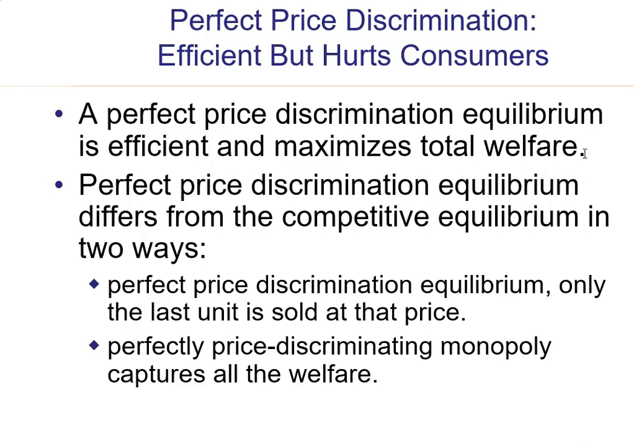Perfect price discrimination equilibrium will differ from the competitive equilibrium in two key ways. First, in the perfect price discrimination equilibrium, the only unit sold at that lowest price is the last unit. Whereas if you have a competitive equilibrium, everybody pays the same price, and that price is equal to marginal cost. That's not the case here. It's only the case for that very last unit sold. So the perfectly price discriminating monopoly is going to capture all the welfare that before was going to consumers and some was going to the producer. Now it's all going to the producer.